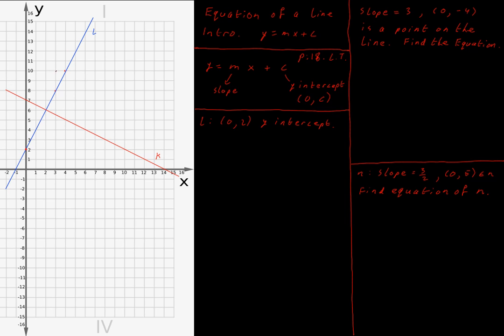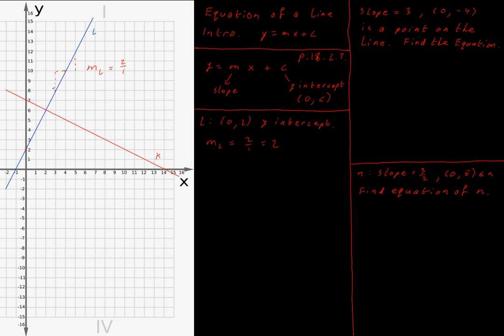So if I rise by 2, I run across by 1. Or if I prefer to write it the other way, I could say that I run across by 1 and rise by 2, whichever you prefer. Either way will give the same result. So the slope of L, which would be little m for slope and then L for our line, would be 2 over 1, which we usually just write as 2.